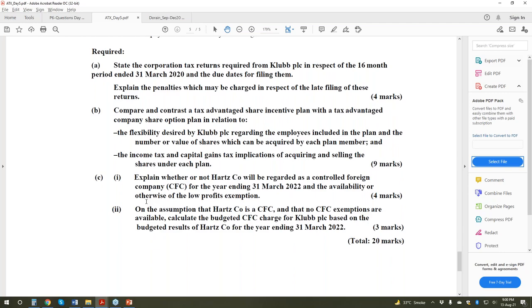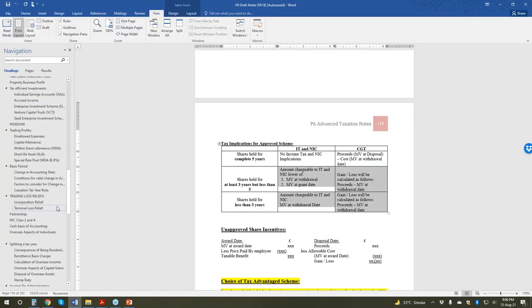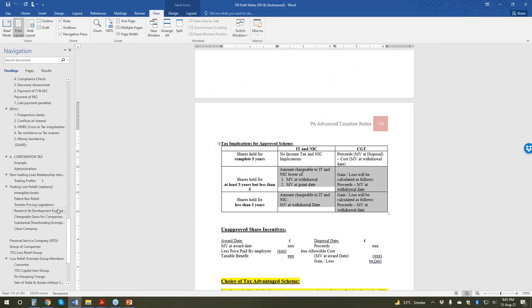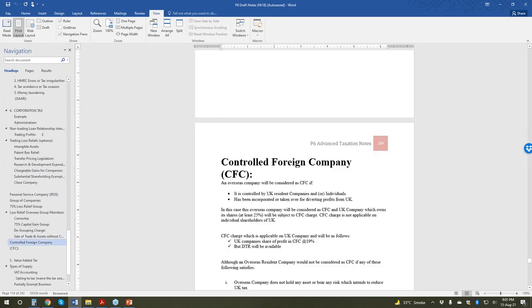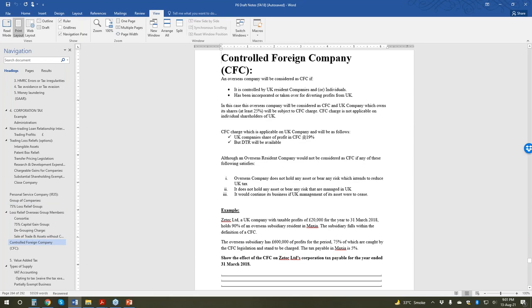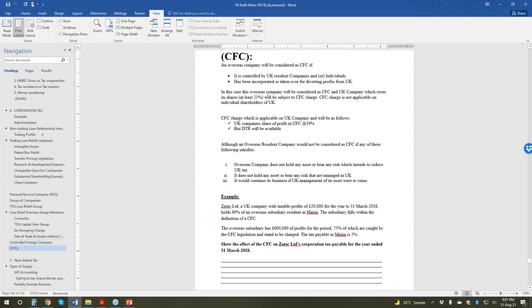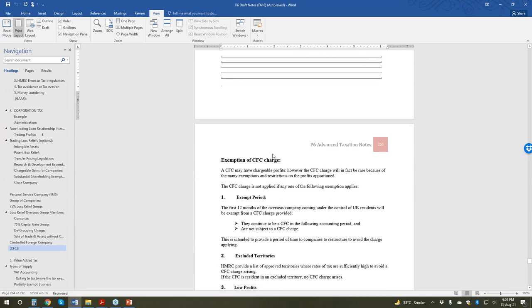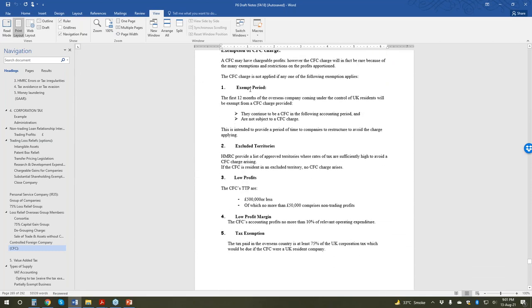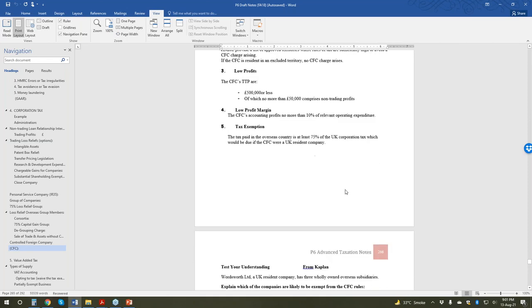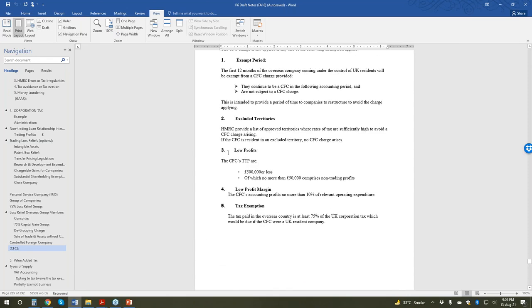Then I have to tell the availability of the low profits exemption. So I'll take you to the notes in the chapter corporation tax, and the last topic is CFC. I have already told you what the CFC is. Let's quickly go to the exemptions. There are several exemptions: exempt period, excluded territories, low profit, low margin, and several others. However, in this question, we have only been asked about the low profit exemption.